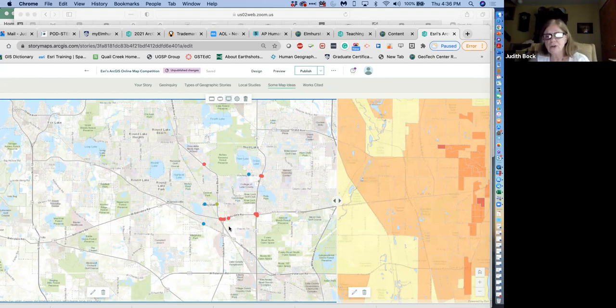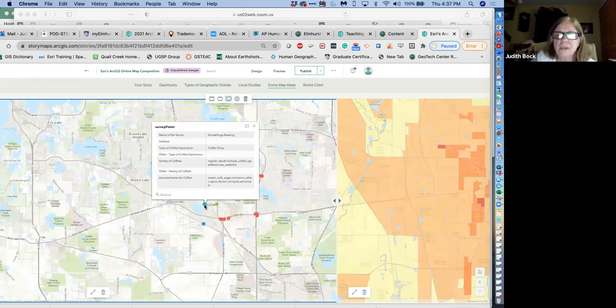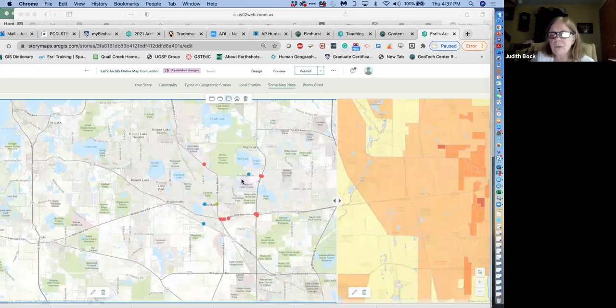Yes, no, or you're unsure. And so again, when you click on the pop-up, you get all of the different questions that were specifically asked. But this particular map was filtered just for, do they have internet?